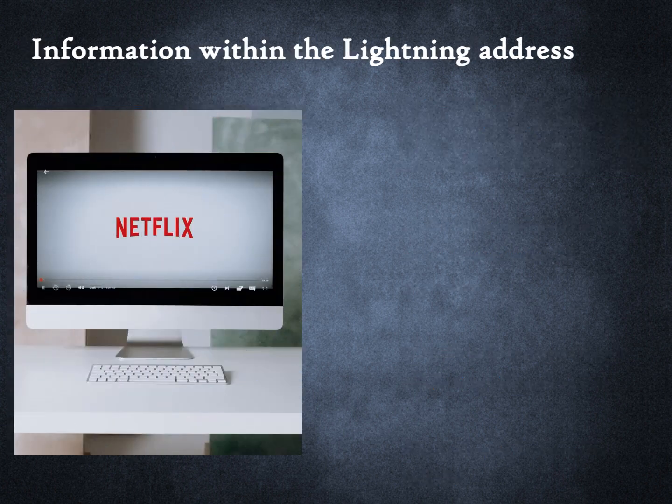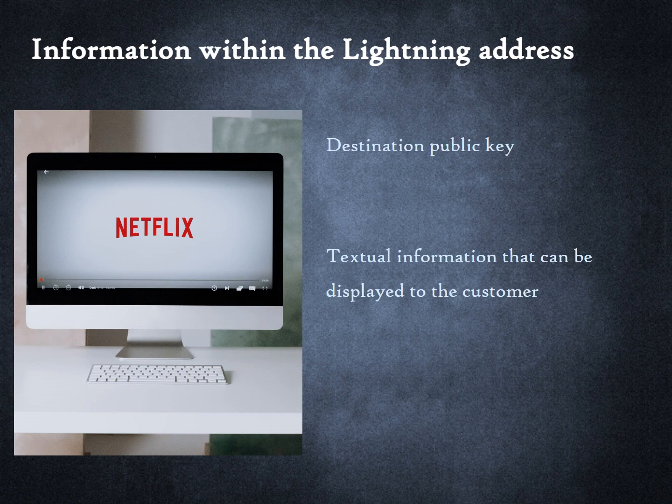A Lightning address generated by Netflix for its consumers may contain the following information. It will have the public key of the destination Bitcoin address. It may contain textual information that can be displayed to the customer. For instance, it may say Netflix subscription. Netflix may create some parameters behind the scenes to prevent the customer from making a fat fingering error. For instance, it can say that the maximum sendable amount for this address is $100 in a single transaction.